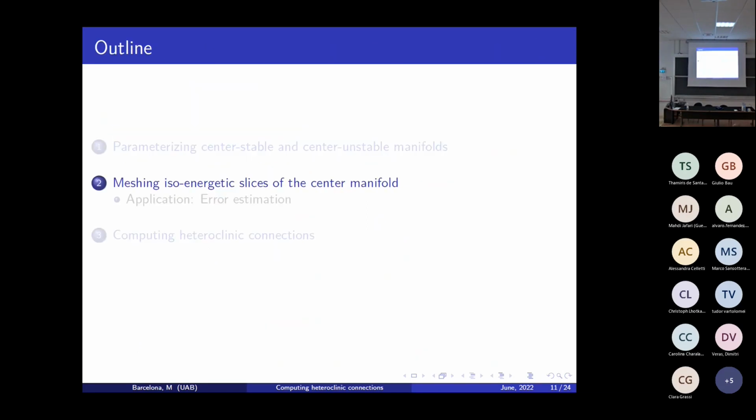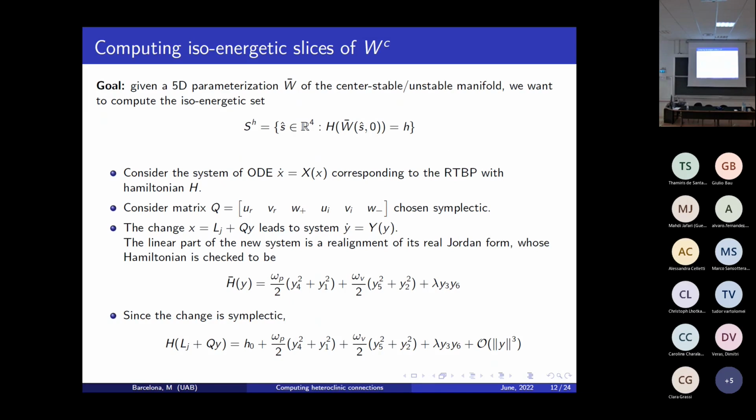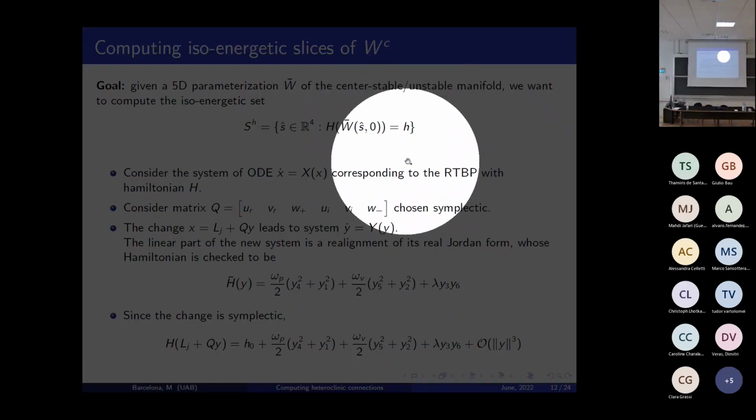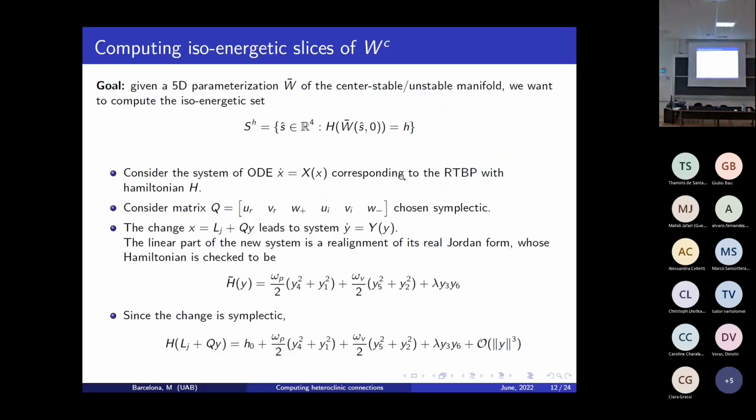So once we have completed our parameterization, we would like to obtain a mesh of isoenergetic slices of the center stable and center unstable manifold, for which we want to see if we can have heteroclinic connections. So at the end, our problem turns into computing the set of points like this, such that they are at a fixed level of energy.